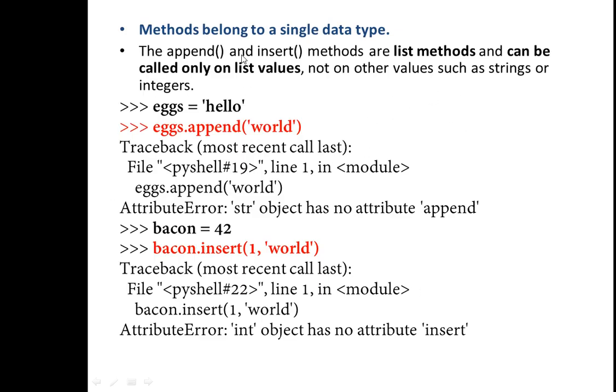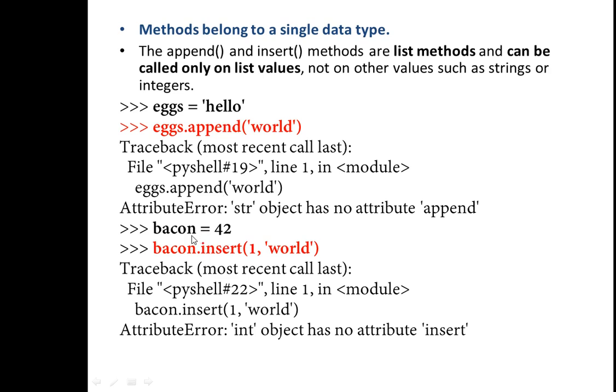Now coming to the next point, these methods belong to the list data type. I cannot use insert and append on a string. So in this case x is equal to hello, it is a string. Upon that, if I try to append a string, it will not work, because the append method is only designed for, it only belongs to, the list data type. It does not belong to the string data type.